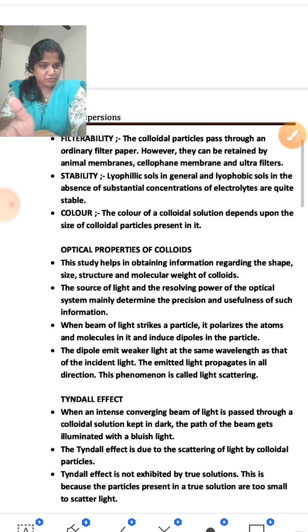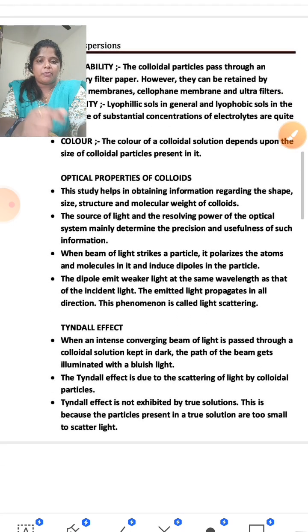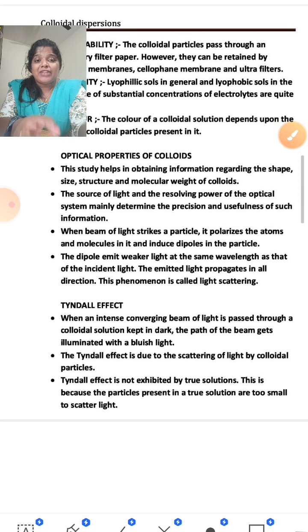Next, we will see the mainly important one, the optical properties of colloids. Optical properties are also asked for 5-mark questions, so you have to concentrate. The study of optical properties helps in obtaining information regarding the shape, size, structure, and molecular weight of the colloids. The source of light and the resolving power of the optical system mainly determine the precision and usefulness of such information. When a beam of light strikes a particle, it polarizes the atoms and molecules in it and induces dipoles in the particle.